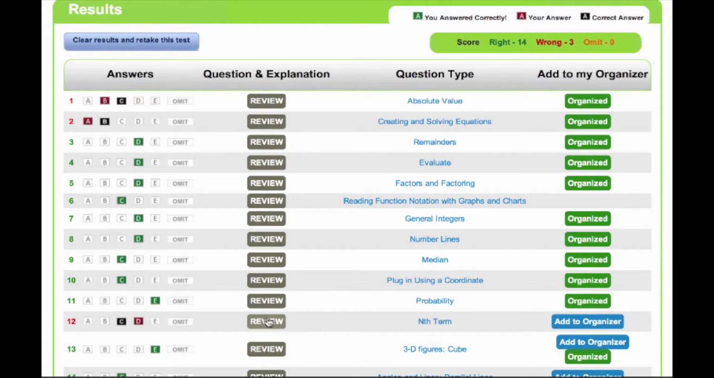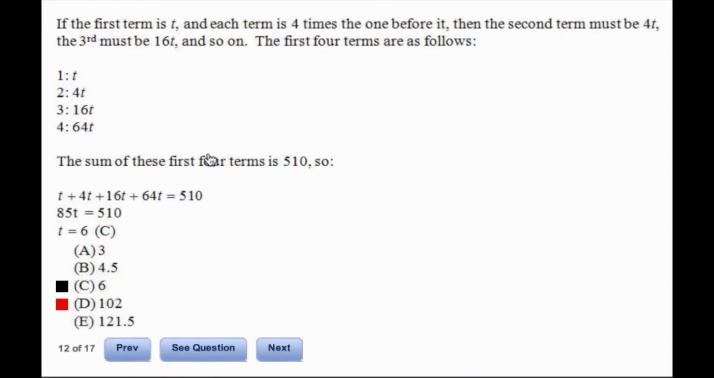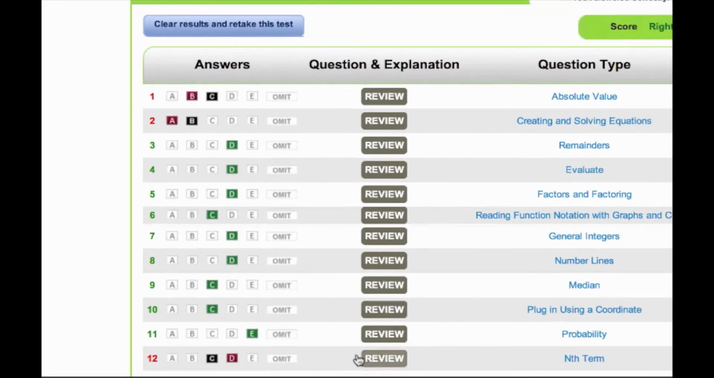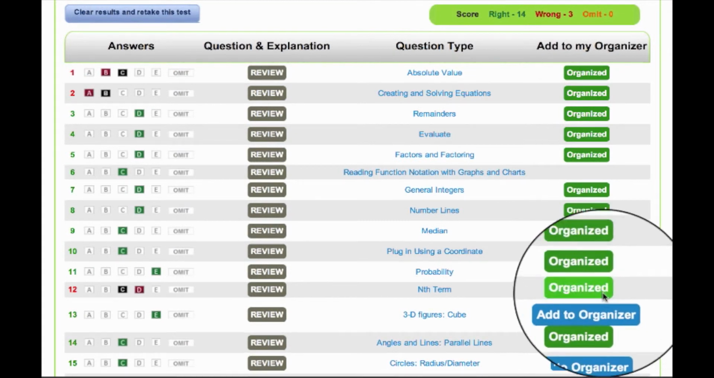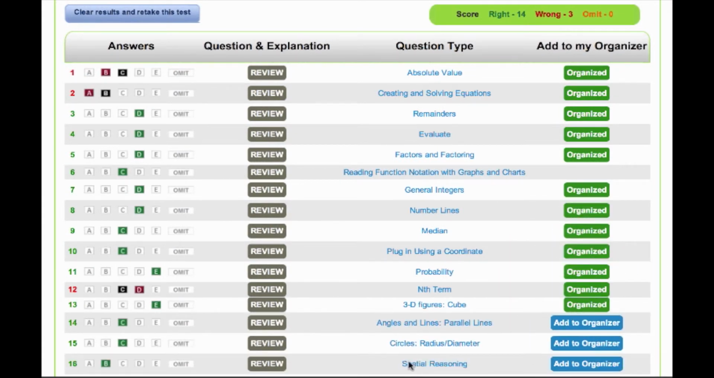That's really important. If I'm looking at an nth term question and after reviewing it I go, number 12 of 17, I definitely need some more help on this, I can simply go to number 12 of 17 and click add to my organizer and bang, it's organized. That's a big deal. Add to my organizer. Bang, it's organized.